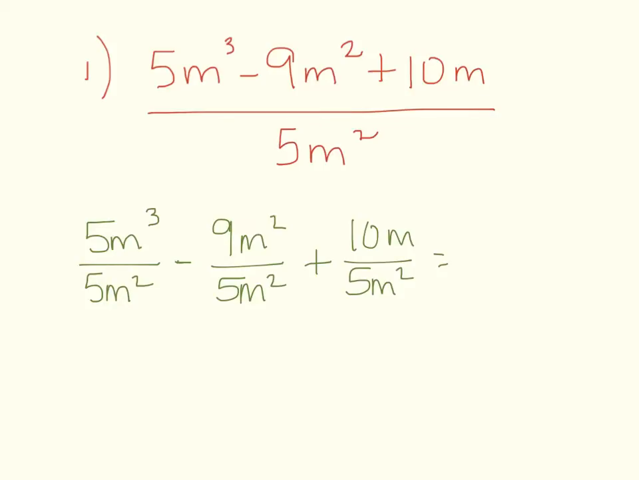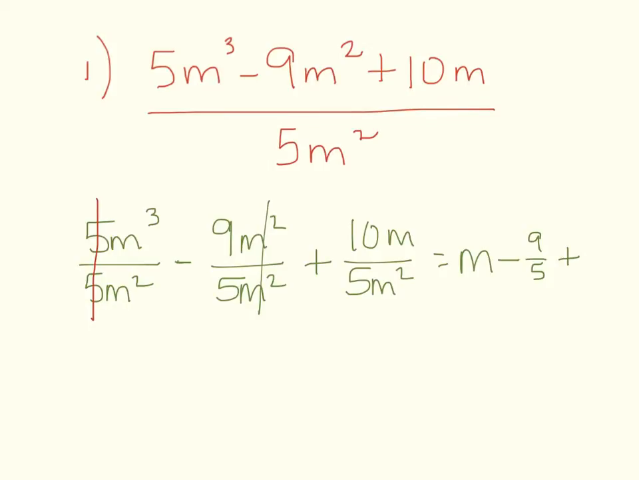Let's start right here. 5m cubed divided by 5m squared. The 5's cancel, and m cubed divided by m squared, remember if we subtract, is just m to the 1. Minus, now let's look at our second term. 9 divided by 5, we can't divide that out nicely. 9 divided by 5 is just 9/5, and m squared divided by m squared cancels.